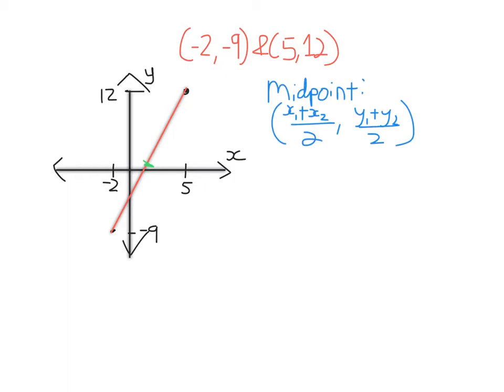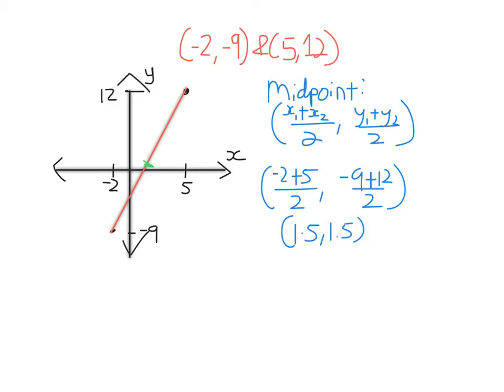To find the midpoint of a line segment, it's very logical. All we do is find halfway between the two x values, and then halfway between the two y values. The midpoint is a point, so your answer needs to have an x value and a y value. We add x1 and x2 together and divide by 2, then add the two y coordinates together and divide by 2. It turns out you get 1.5 for the x value and 1.5 for the y value. So this point here would be about (1.5, 1.5), halfway between.